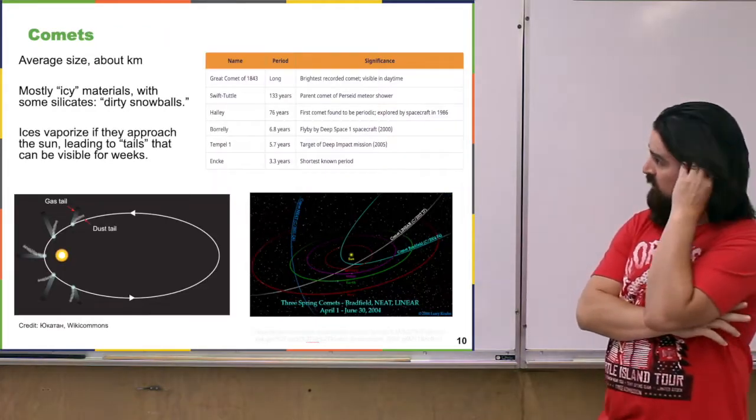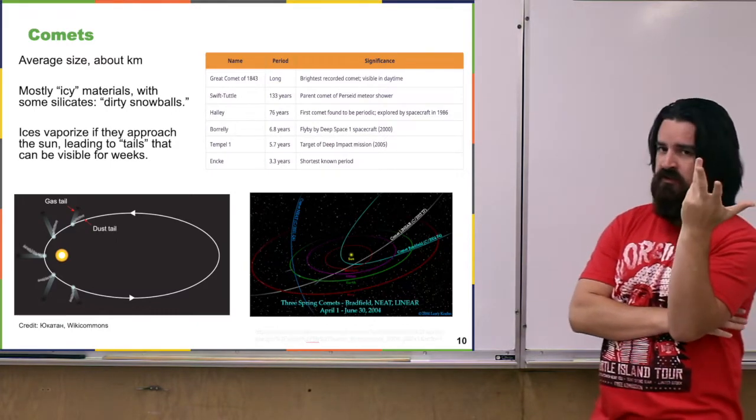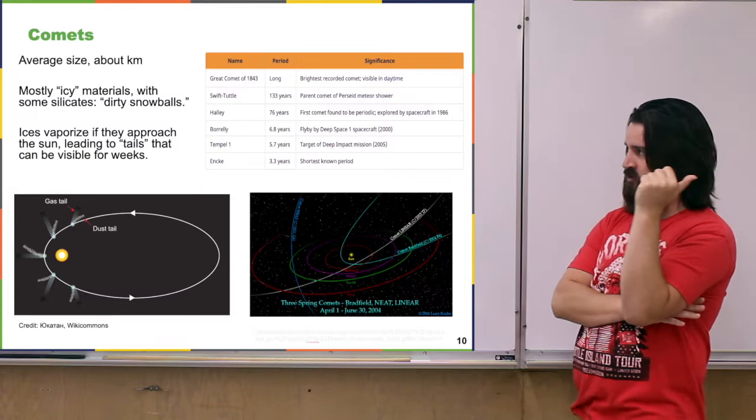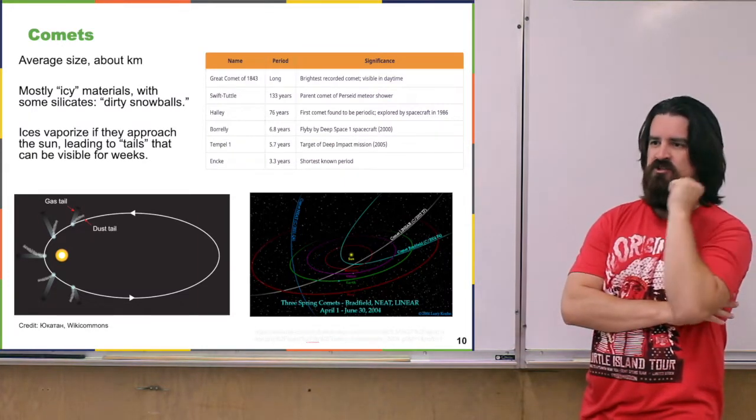Moving on to comets then. Comets, as opposed to asteroids, are not mostly rock or silicate, they're mostly ice, with a little bit of silicates. So one way of describing a comet is they're like a dirty snowball.